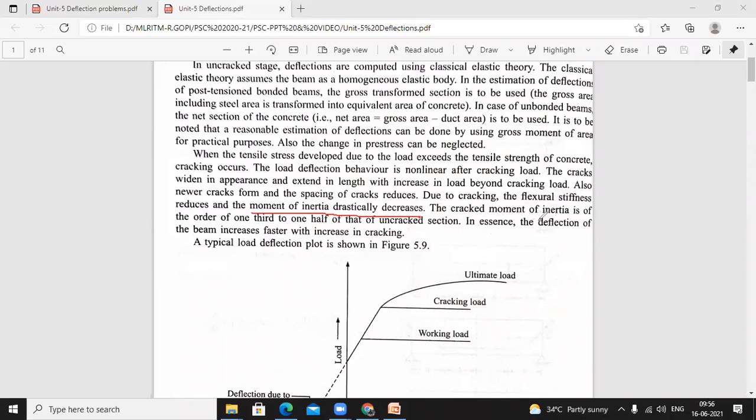The cracked moment of inertia is in the order of 1/3 to 1/2 that of the uncracked section. Suppose bd cubed by 12 is for the uncracked section; for the cracked section, it is only half or 1/3 of that. In essence, the deflection of the beam increases faster with the increase of cracking. Once it is cracked, the moment of inertia continuously decreases, and cracking and deflection keep on increasing.